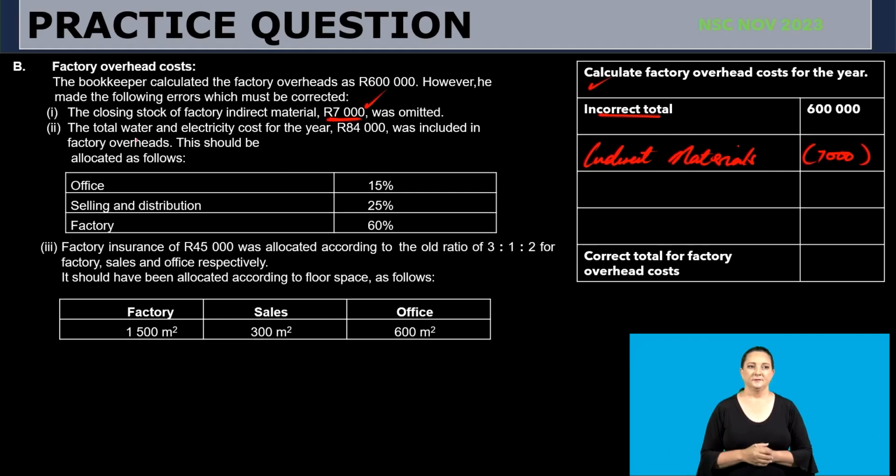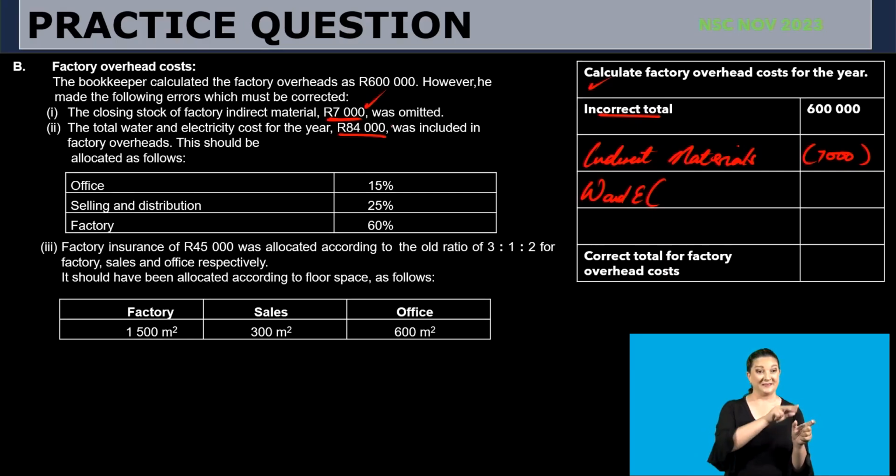And it reads, the total water and electricity cost for the year, 84,000, was included in the factory overhead. This should have been allocated as follows. So once the total, I'll come here, then I'll say my water and electricity. The entire amount of 84,000 was included. So I'll come and take out that 84,000 minus 84.